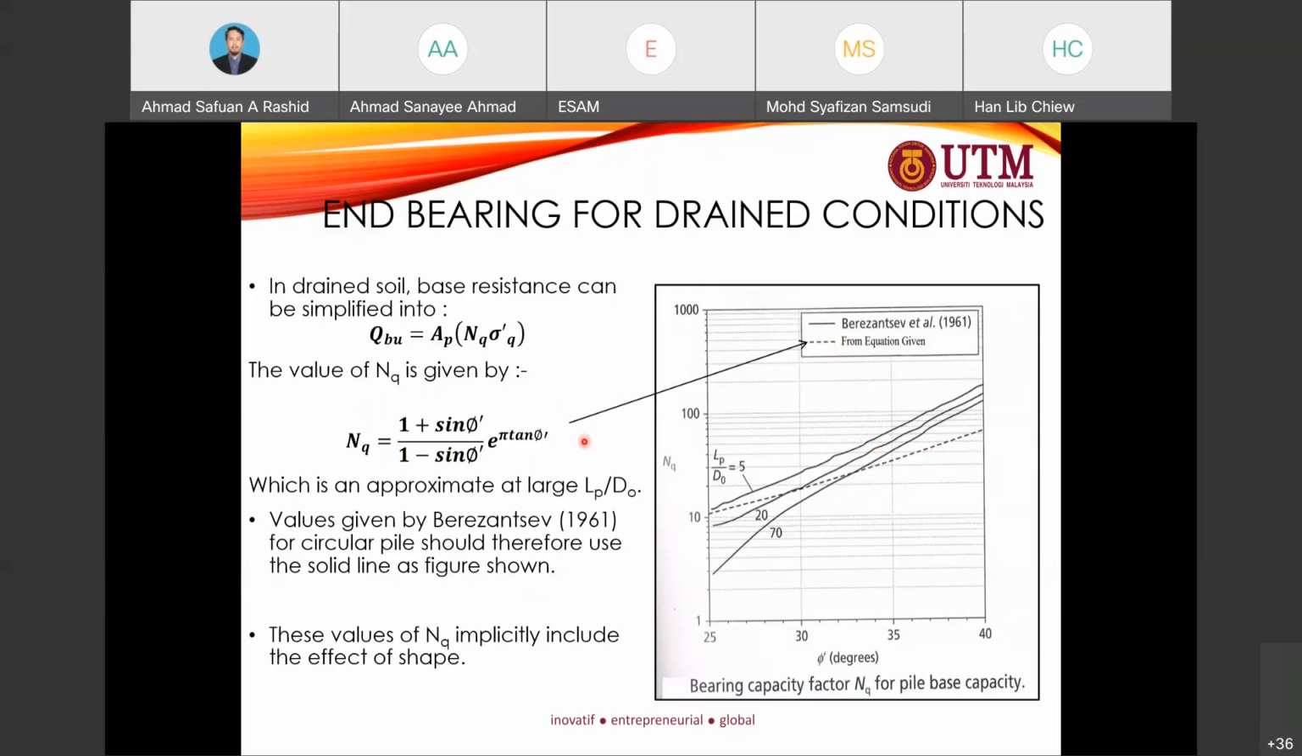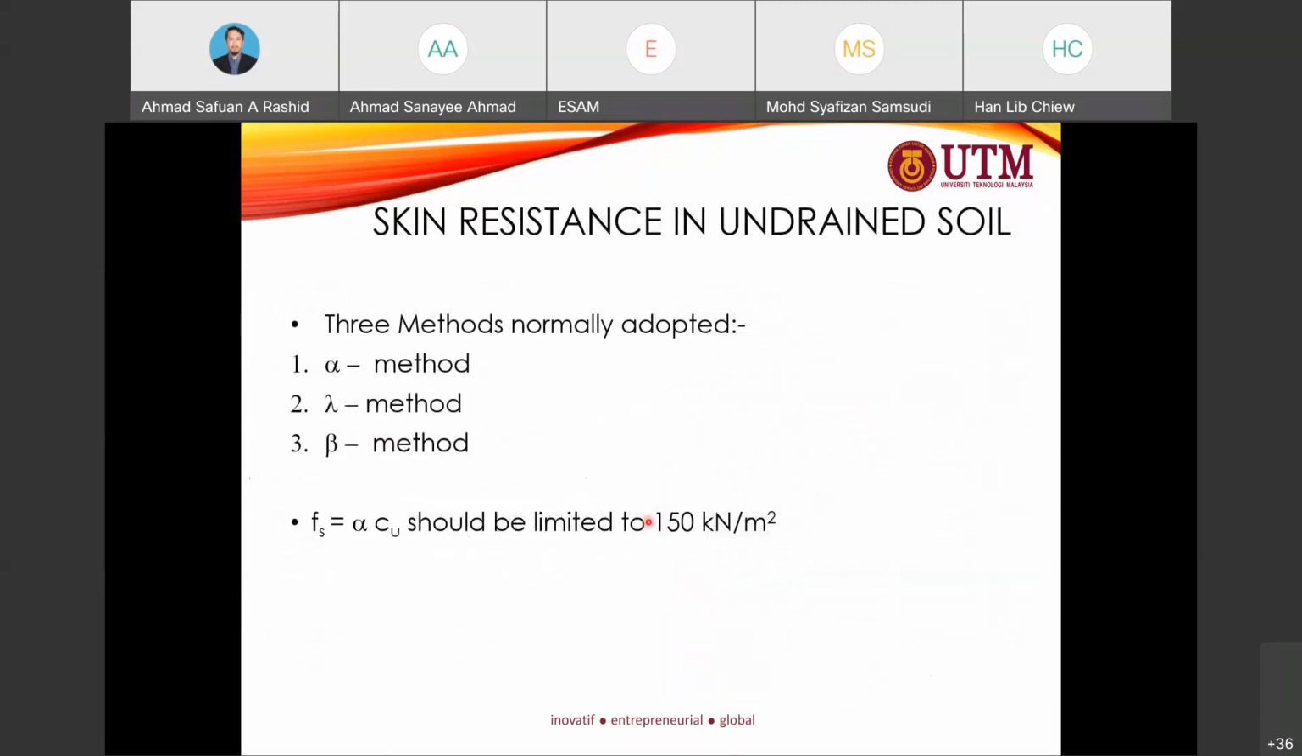implicitly includes the effect of shape. So that is for the end bearing. We may look later on at some examples to determine the bearing capacity based on drained and also undrained conditions.